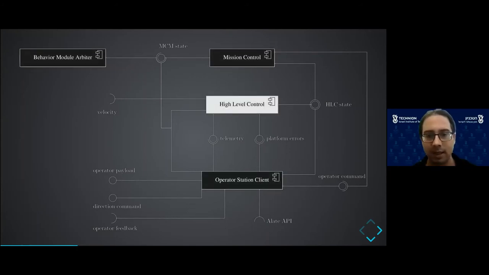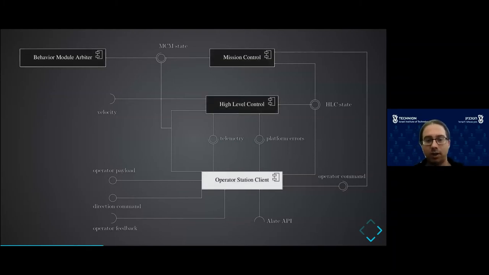The first component I want to go into is the high-level control. This is an abstraction that abstracts away the actual UAV. It has all the logic that is required as an intermediate between the mission control and the actual autopilot that does the low-level control and drives the UAV motors. We have an operator station client, which is an abstraction: an operator is anything that has these interfaces. They are the commands like take off, land, move to some direction. The operator payload could be any message you want to give to any other component in the system. The high-level control can publish its telemetry and platform errors, and they have a state.